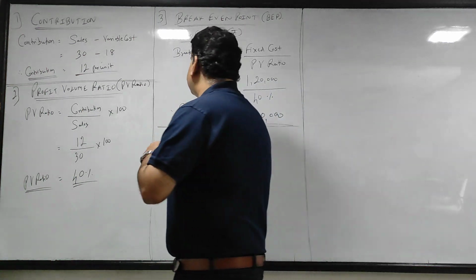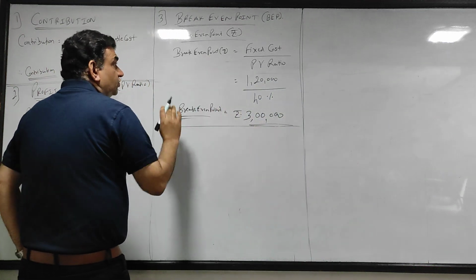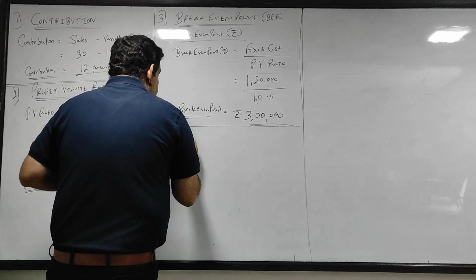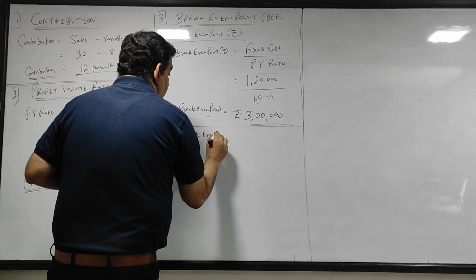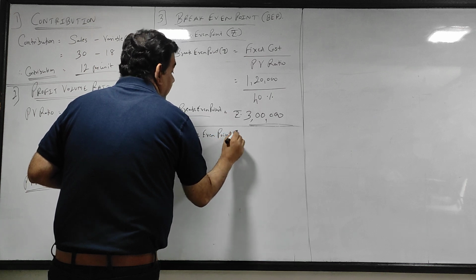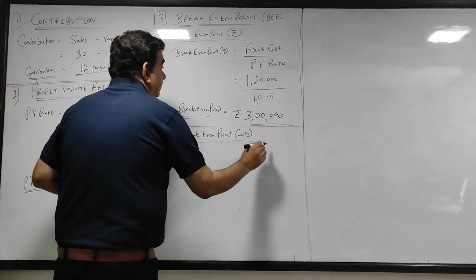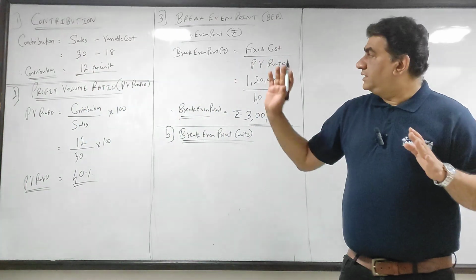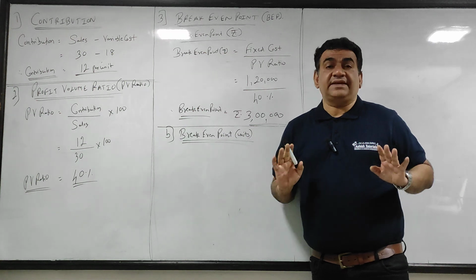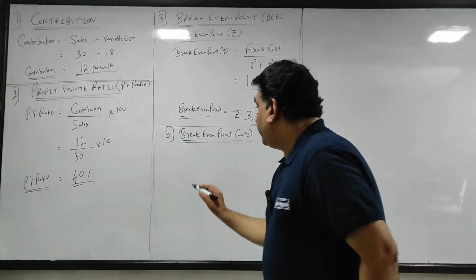Okay. Next, the same thing we did in rupees, we will do in units. So break even point in units. Now the formula, the numerator will remain the same. Okay, let's see what the formula will be.